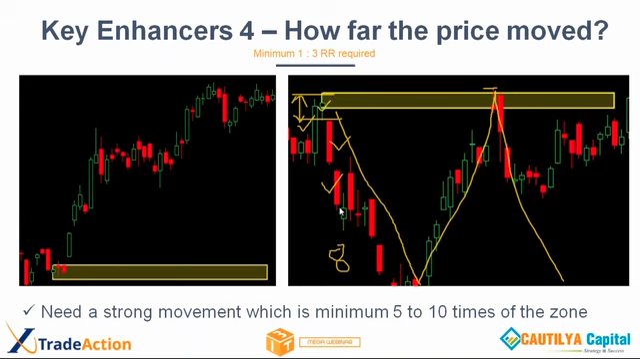Why 5 times? Nobody is asking why. Because I am looking for 1 is to 3 as reward. So if it is at least 5 times, there is a high probability of me getting my 3 times reward. Or else it might go and hit 2 times and come back and hit stop loss. It can go and hit 1 time and come and hit stop loss. How many times has it happened to you? I entered there, it went up, it came down and hit my stop loss.